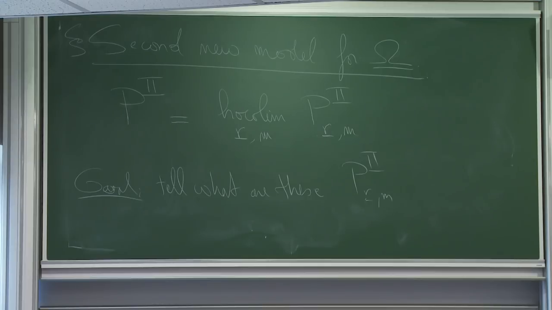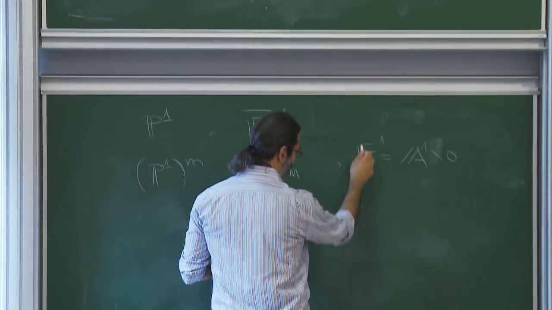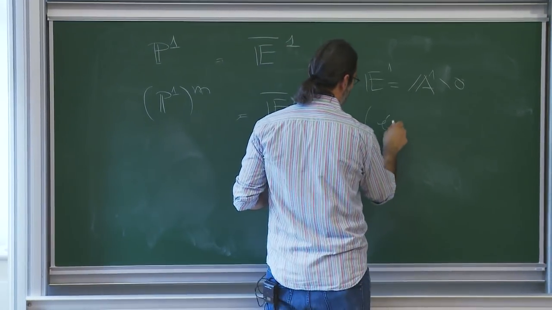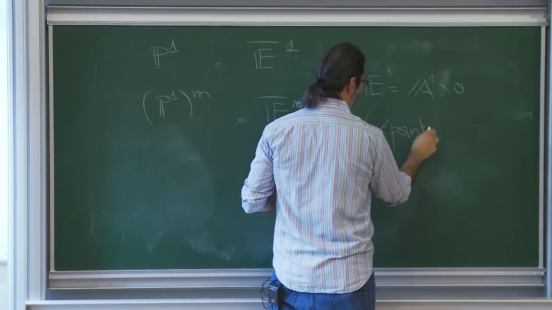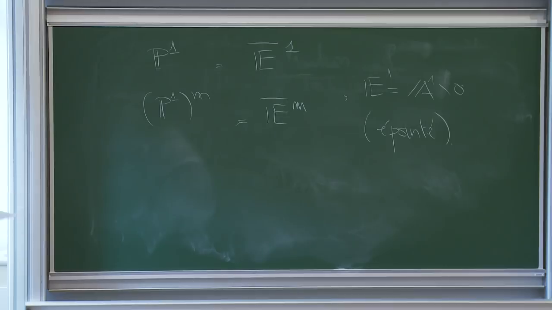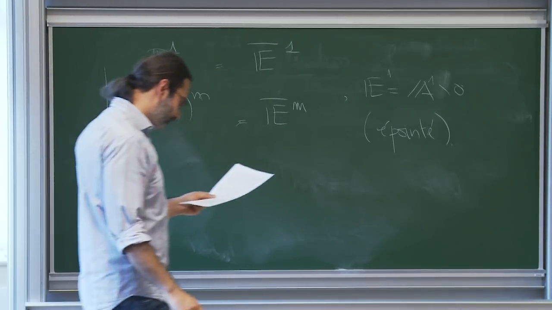I will call it E bar, maybe one, and then P1 to the m, this is E bar to the m. And I will also write E1 for A1 minus 0. The reason why I use this E is because in French there is this word, épointé, which means that you have removed a point. So I will be using this notation. Hope it's not too confusing.